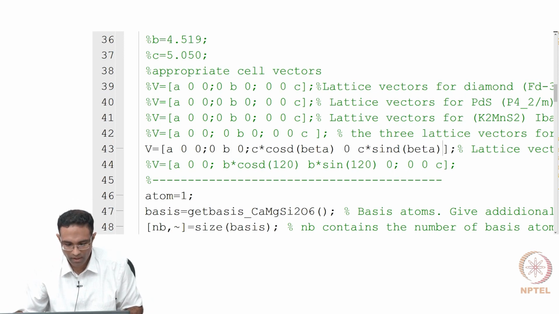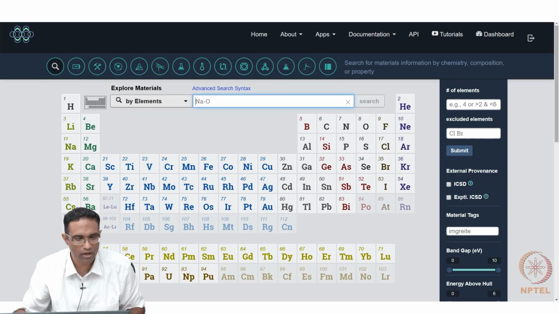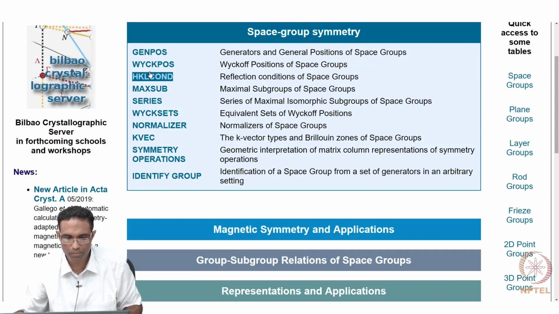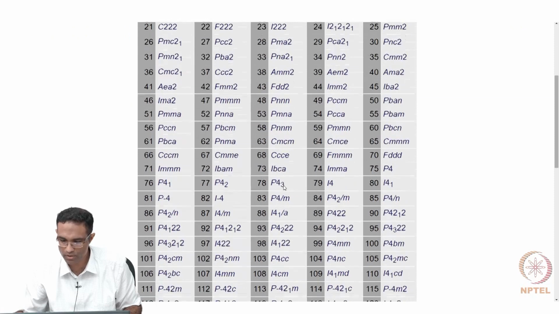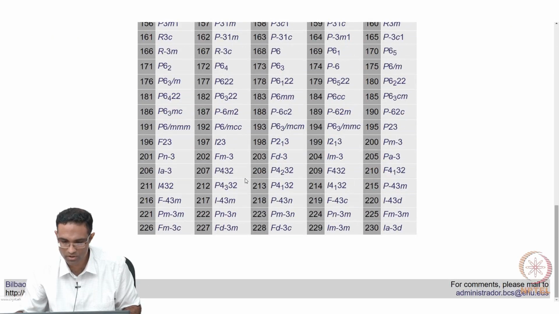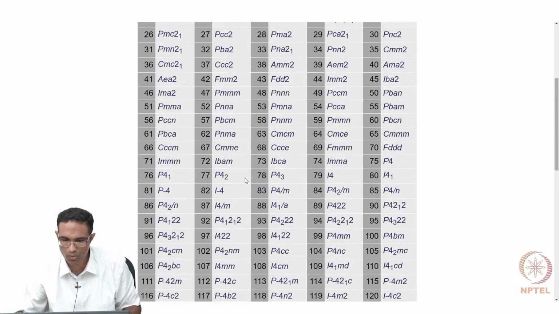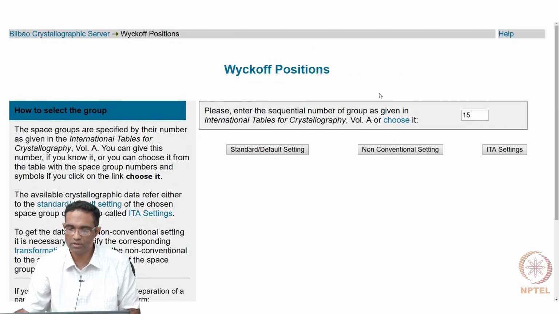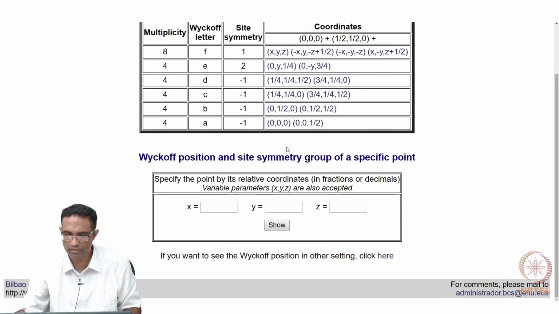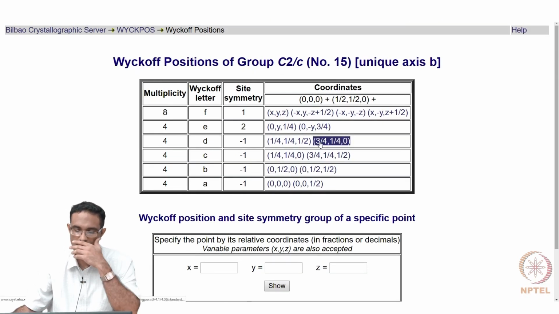So once again we have to refer back to our crystallographic space group Wyckoff position. We will choose the Wyckoff position from this. We choose the space group first. The space group is C2 over C, right? So that belongs to the monoclinic structure. I have C2 over C right here. So it's 15. And these are the Wyckoff positions that I have.